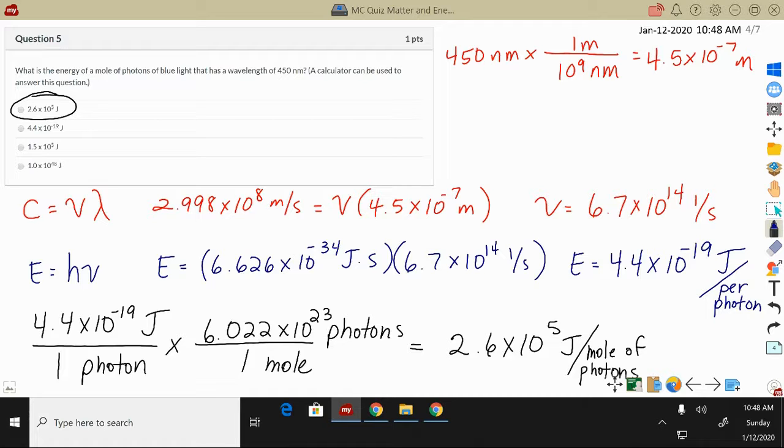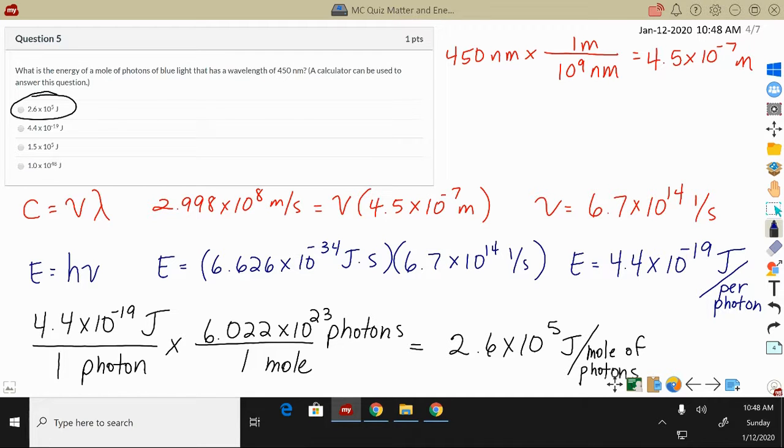Or sometimes they might want the energy in units of kilojoules per mole. Well, this is going to come out in joules per photon. I'd have to switch it to kilojoules and then multiply by Avogadro's number. Just be a little careful. That's maybe the only thing that sometimes catches us.